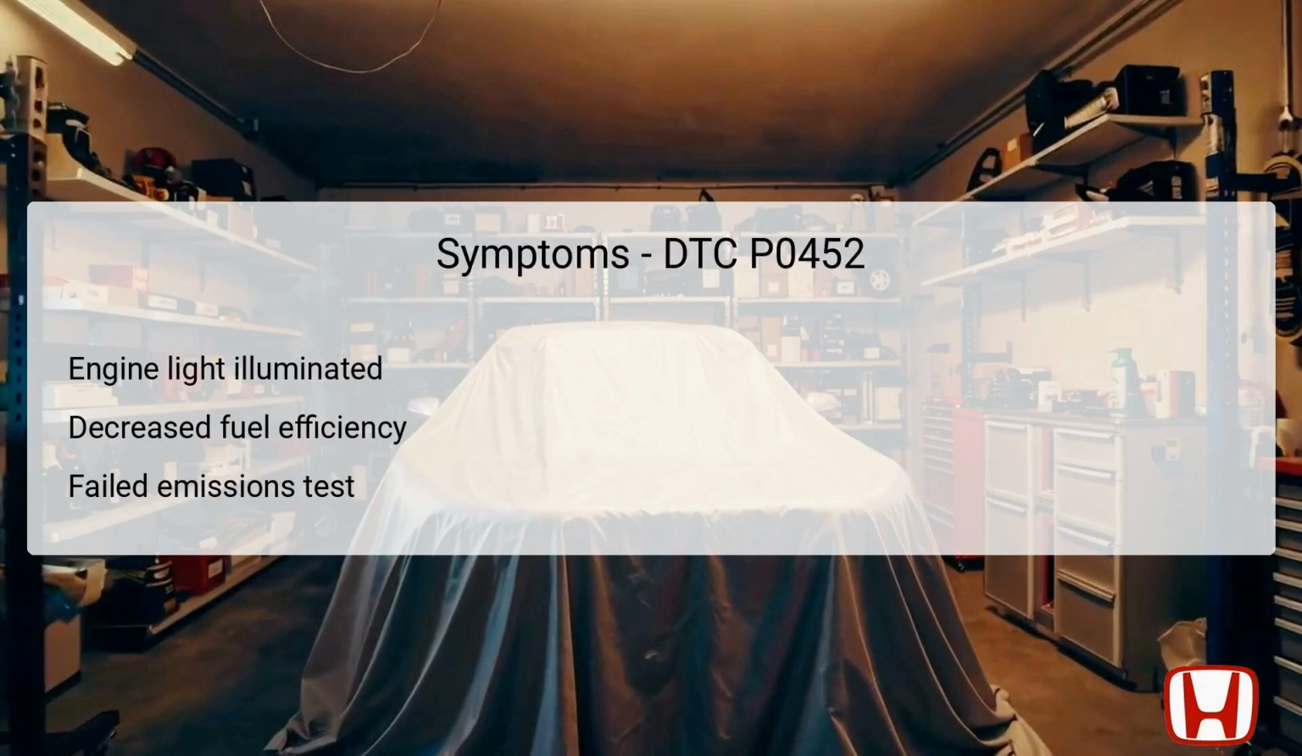When the DTC P0452 is triggered, several symptoms can present themselves that indicate a problem with the fuel tank pressure sensor. The most immediate symptom is the illumination of the check engine light on the vehicle's dashboard, signaling that a diagnostic issue needs attention. Drivers may also notice decreased fuel efficiency due to improper fuel management caused by inaccurate pressure readings. An important consequence of this issue is the potential to fail an emissions test, especially if the vehicle has stringent emissions control measures in place.